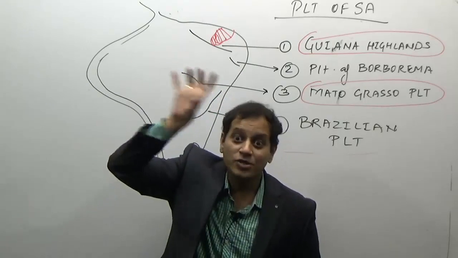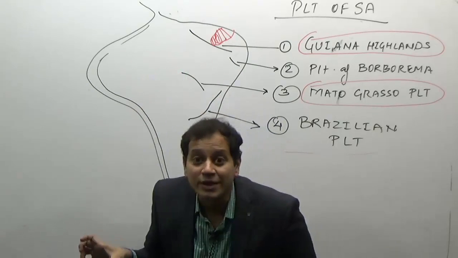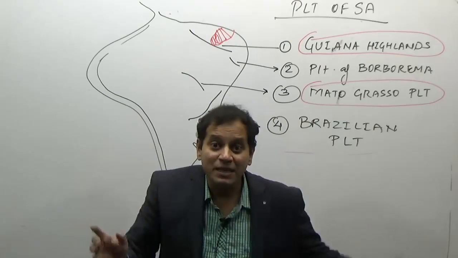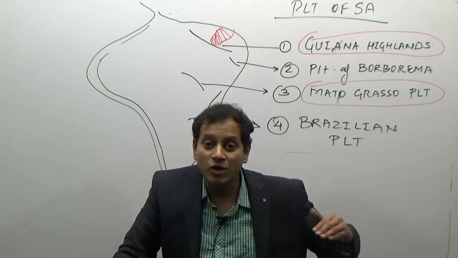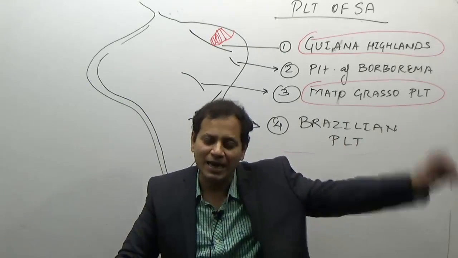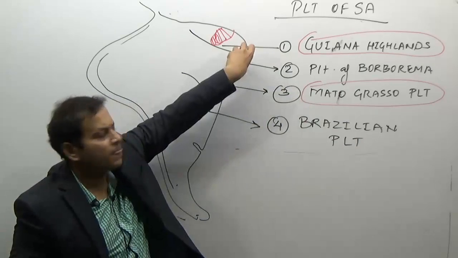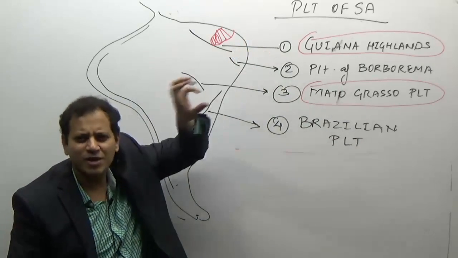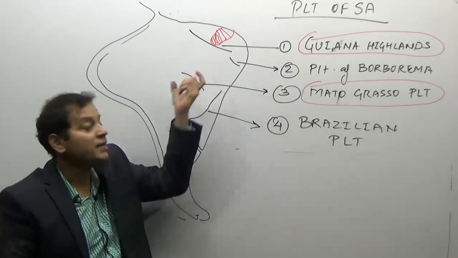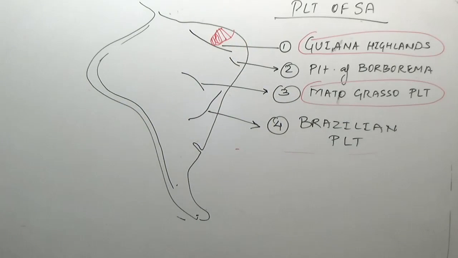Guiana Highlands are located in the north. Brazilian Highlands are located in the south. And remember that the river Amazon divides this highland into Brazilian Highlands and the Guiana Highlands, with two small highlands in between. At the tip, it is the Borborema Plateau, a small plateau, not that important, and in between there is the Mato Grosso Plateau.